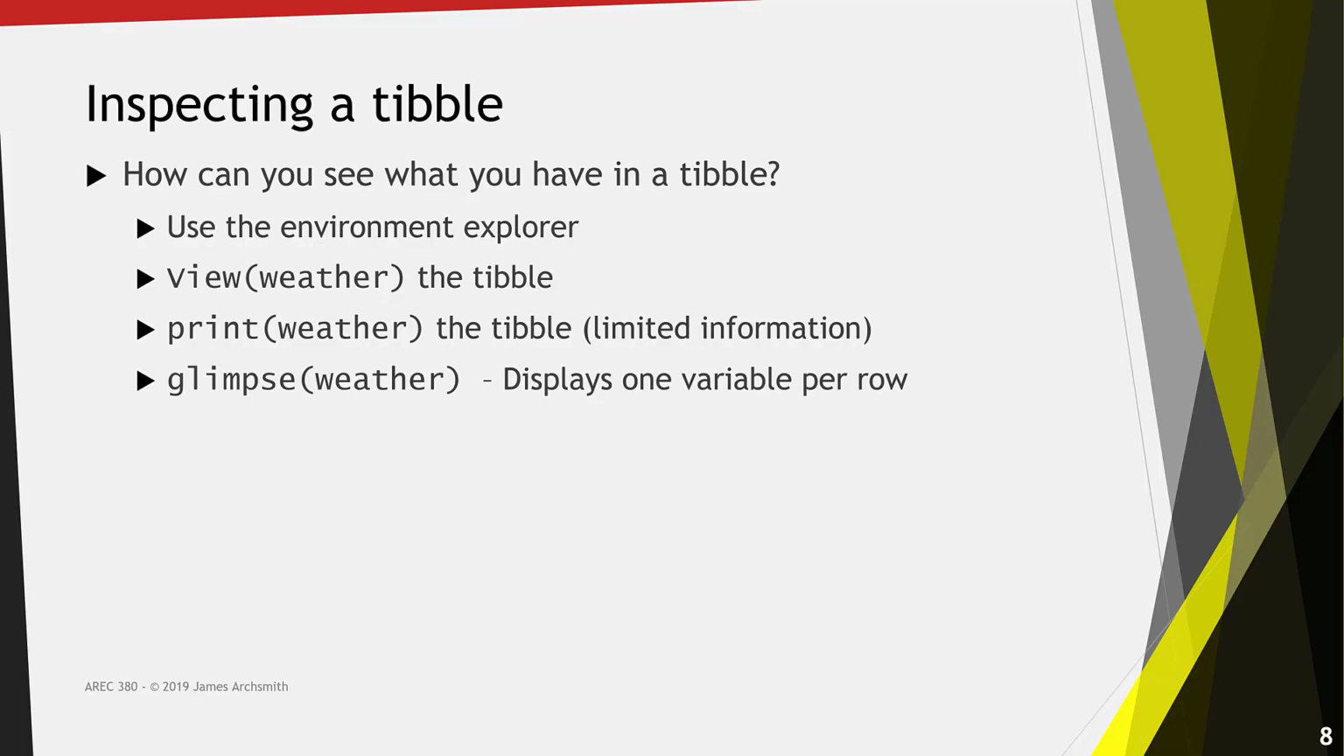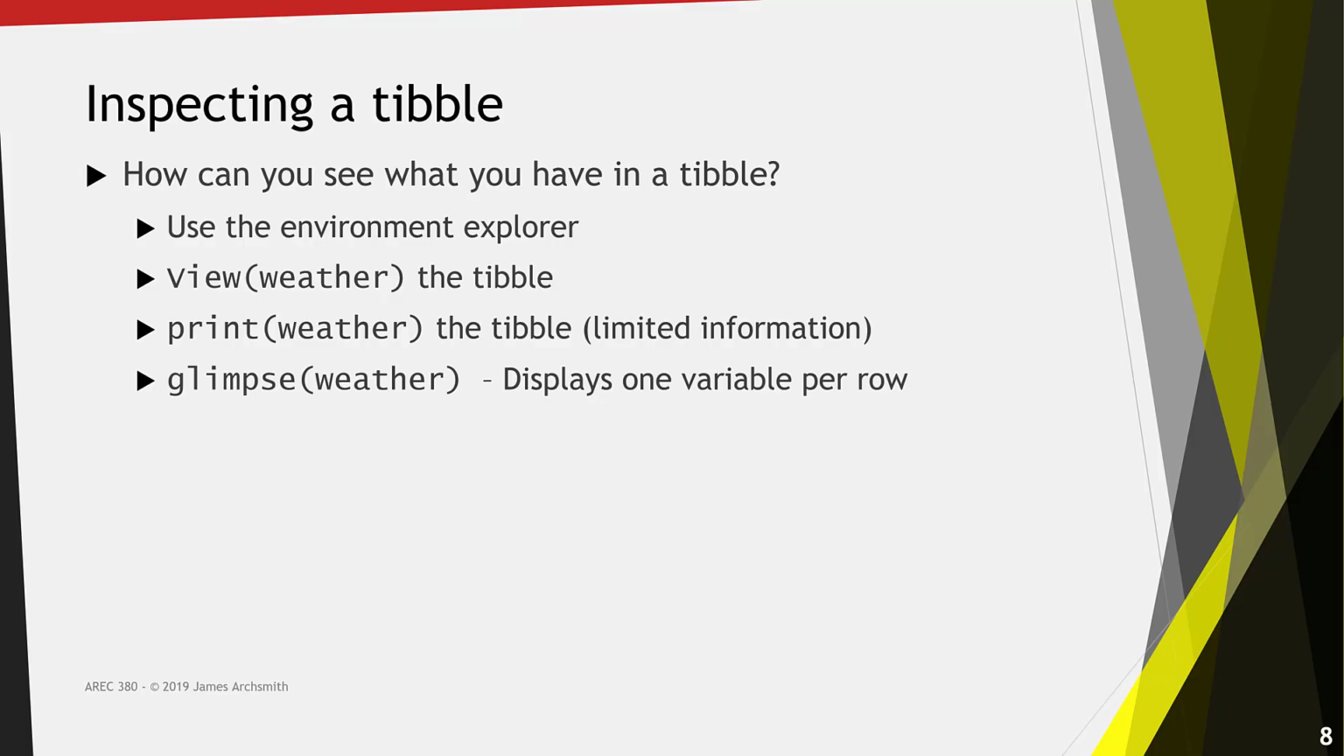You can see all of the column names and data types, and you can double-click on your Tibble to explore the data inside of it. The View function is equivalent to double-clicking on your Tibble in the Environment Explorer. It's going to open it up in the editor window and let you take a look at it. The Print function prints out a limited piece of information about Tibbles, including values, column names, and the first few rows. The Glimpse function is designed to look at all of the variables in your Tibble.